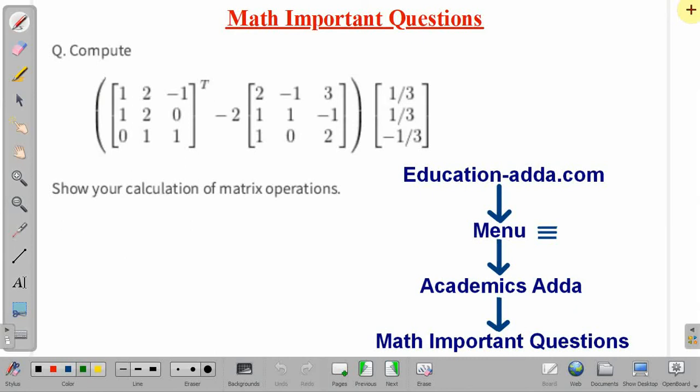In this lecture, we will discuss one important problem of mathematics which is from the topic matrices.